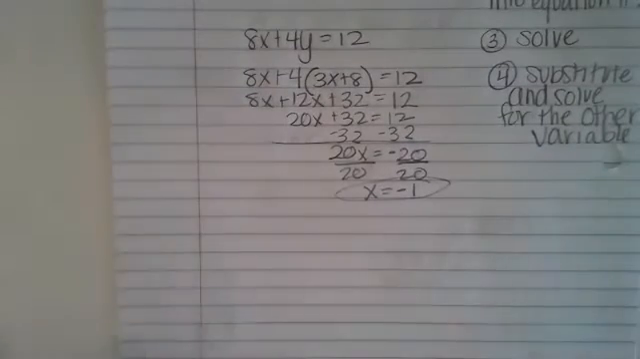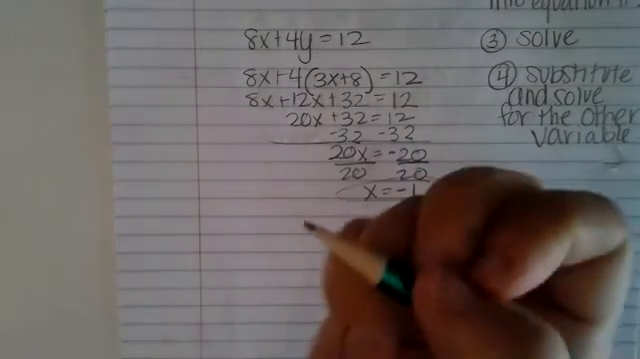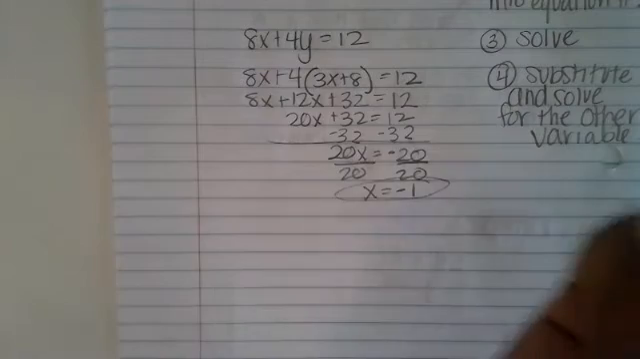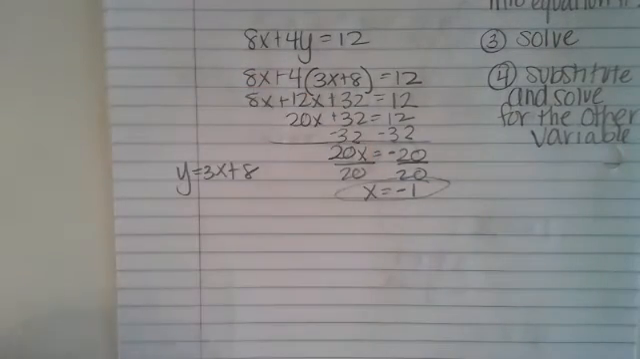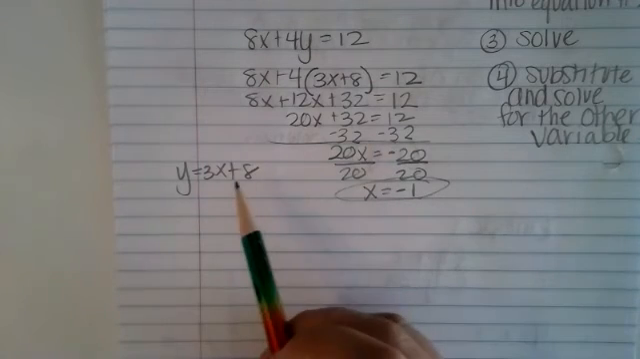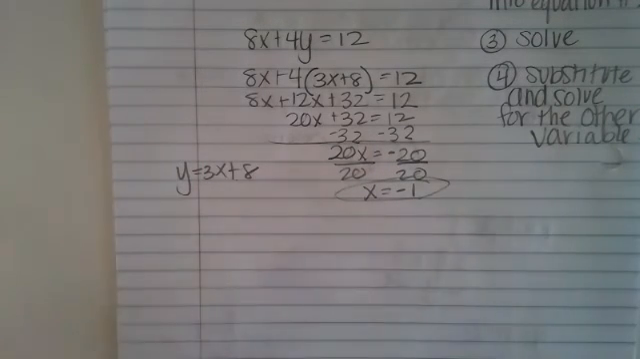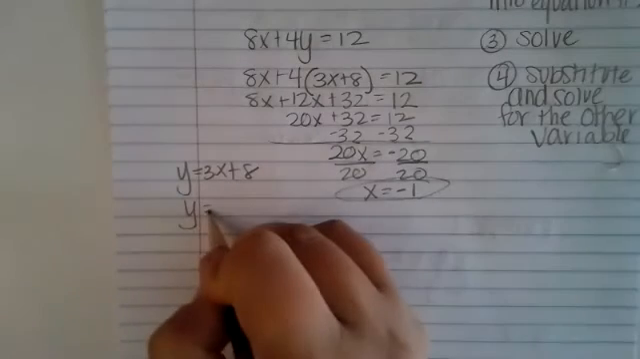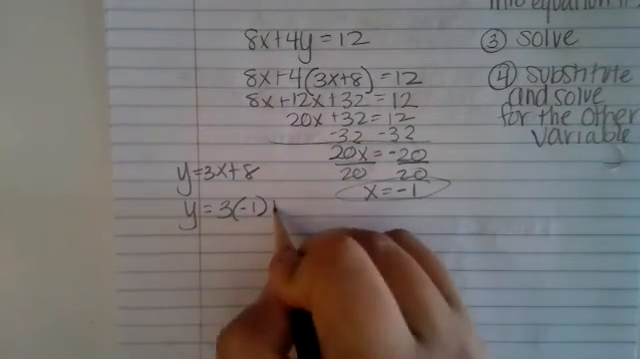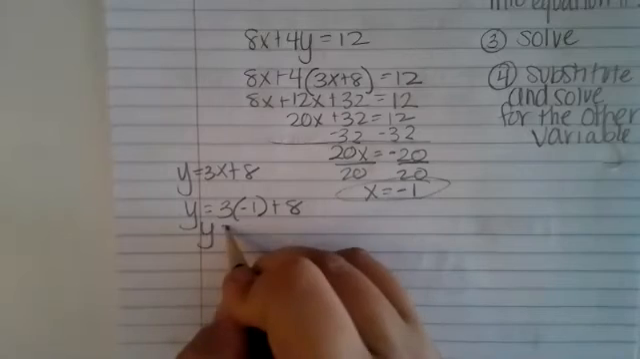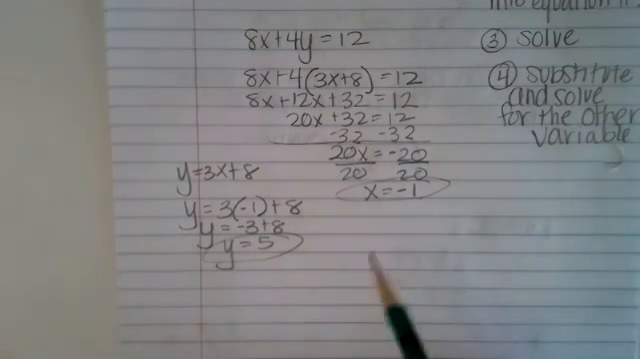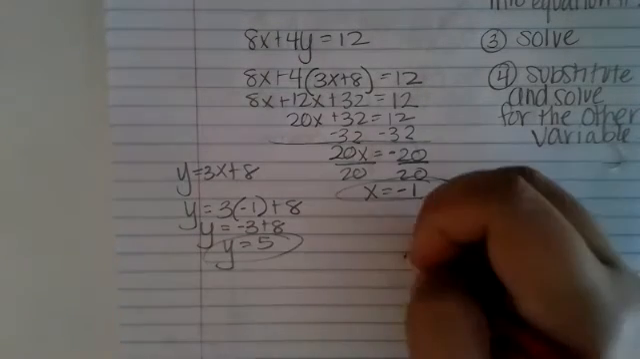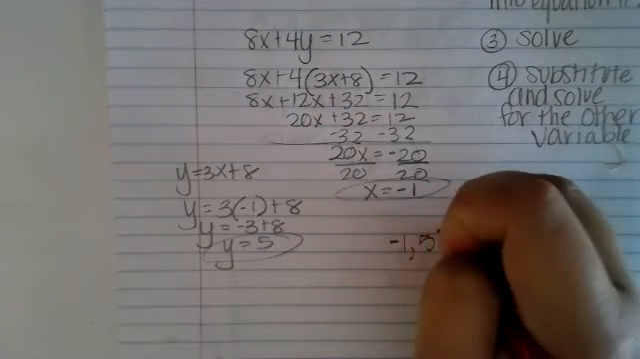So I'm going to pick one of the equations from the beginning. I'm just going to use y equals 3x plus 8. I'm going to substitute my x value in so I can figure out what y is equal to. So I have y equals 3 times negative 1 plus 8. I have y is equal to negative 3 plus 8. y is equal to 5. So I now have an x value and a y value. I'm going to write this as an ordered pair. So negative 1 comma 5.